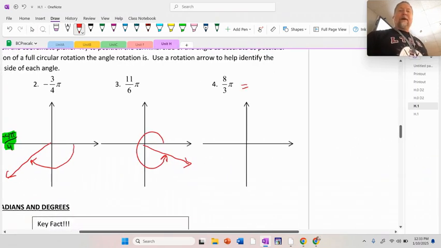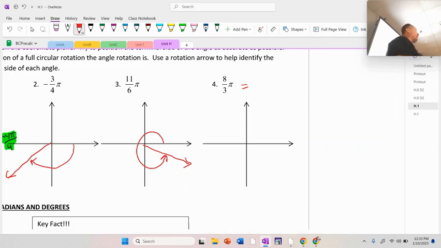All right. What's 8 pi over 3? Hold on a minute. What's wrong with 8 pi over 3? It's big. Anyone bigger than 1?